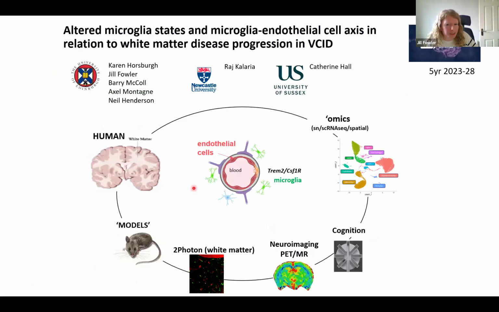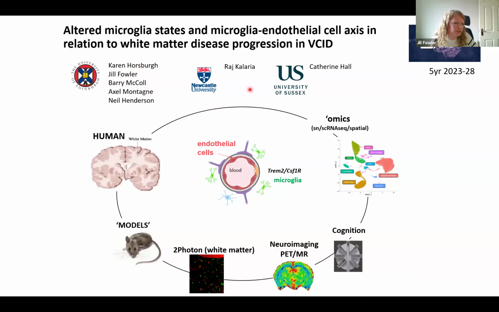So lastly, I just want to quickly tell you about a really exciting grant that we've had funded. So we're really privileged to have been awarded this 5-year grant from NIH in the States. This is a 5-year program where we're investigating perturbed microglial endothelial interactions as a mechanism underlying white matter abnormalities, which may drive cognitive decline in vascular cognitive impairment and dementia. So this is a program which is led by Professor Karen Horsburgh, and also including myself and Barry McCall at Edinburgh and Axel Montaigne, as well as Professor Raj Kalaria from Newcastle University.